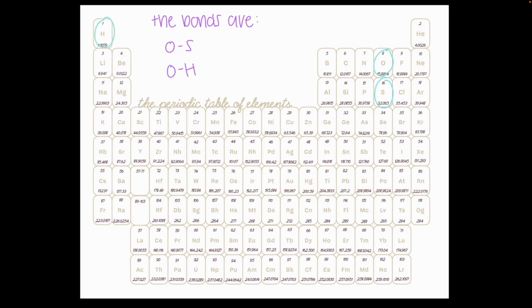Between sulfur and hydrogen, the greatest distance between the two elements will be from oxygen and hydrogen, because oxygen and sulfur are right next to each other. The OH bond will be the most polar bond that we have out of the answer choices given.